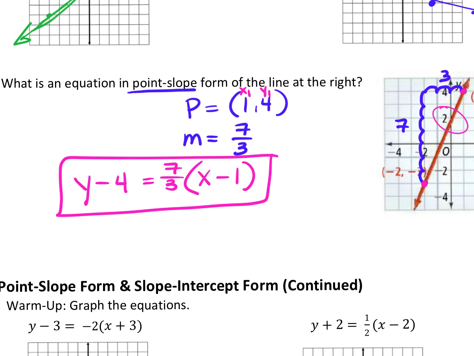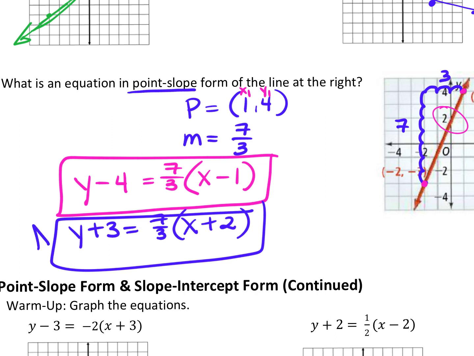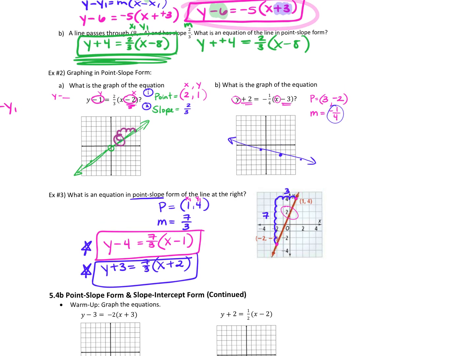Okay, pick a point. Did any of you pick -2, -3? Because you can. It's going to look like a different answer. It's actually the exact same answer. It would be y plus 3 equals 7/3 times x plus 2. If you gave me that as your answer, it's totally right. They look different, but if you put those into slope-intercept form, they would be exactly the same. Okay? Questions on that?